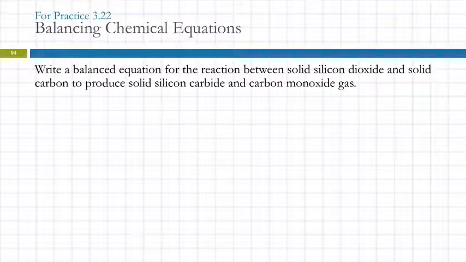Let's do a couple examples, and we'll get some review of nomenclature in here. Write a balanced equation for the reaction between solid silicon dioxide and solid carbon to produce solid silicon carbide and carbon monoxide gas. So we're taking a sentence and we're making it into a chemical equation. So the word and means plus. To produce, that's where the arrow is. And there's another and here, and that's going to be plus. So we've got silicon dioxide plus carbon, arrow, silicon carbide plus carbon monoxide.